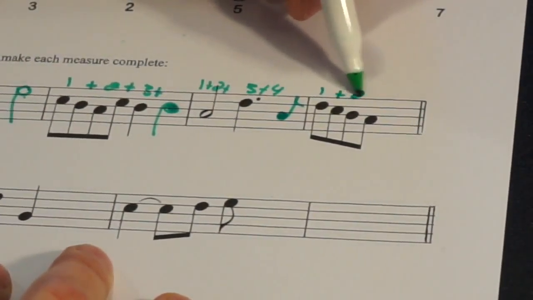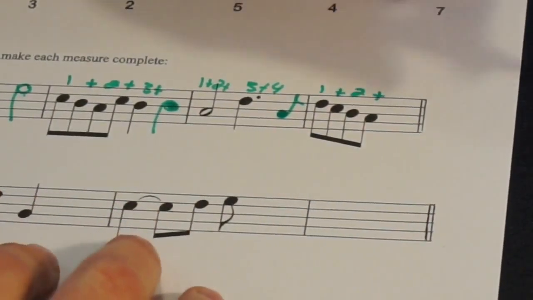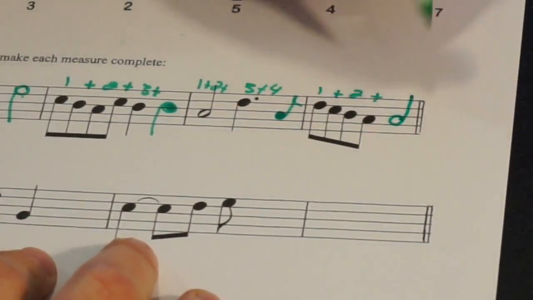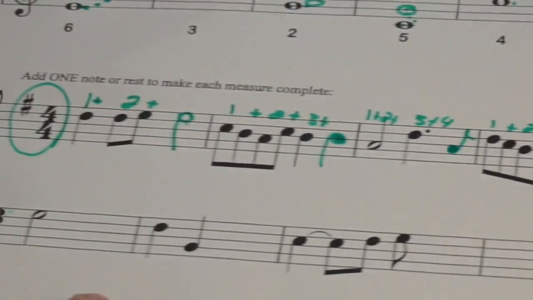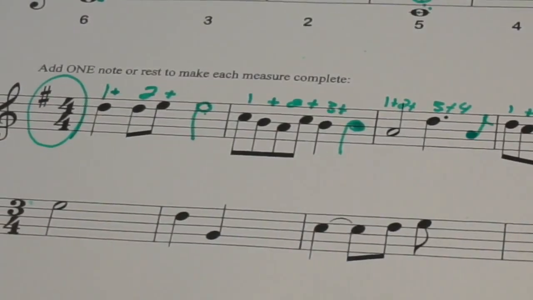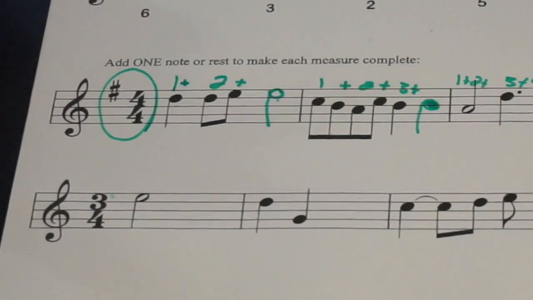1 and 2 and. I need 3 and 4 and. I need 2 more beats. We're going to throw another half note right there. Excuse me, half note. All right. Now it says to use one note or rest to make each measure complete. So just for fun, let's use rests over here to make the measures complete.